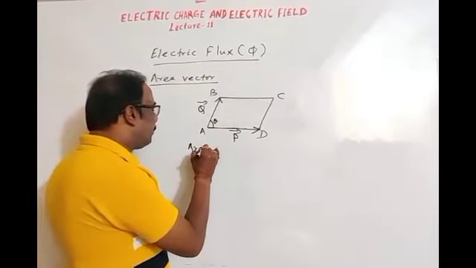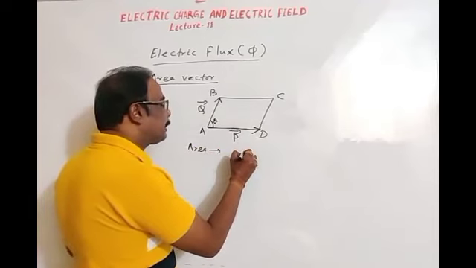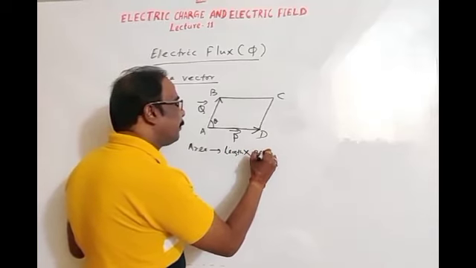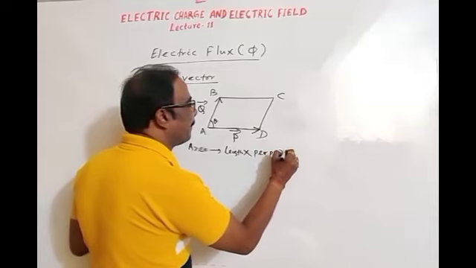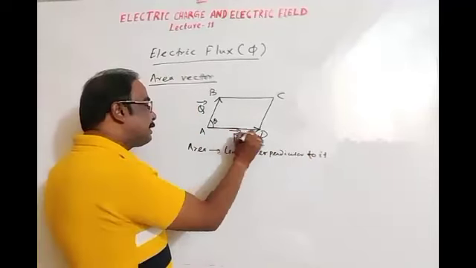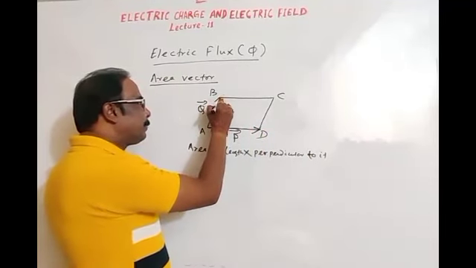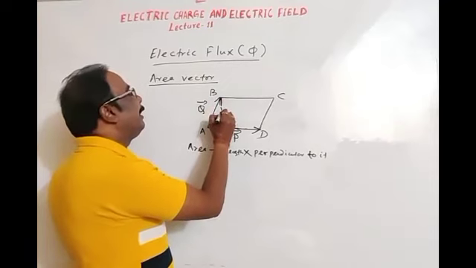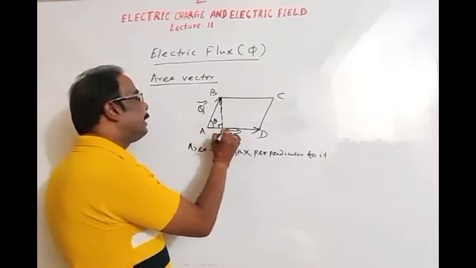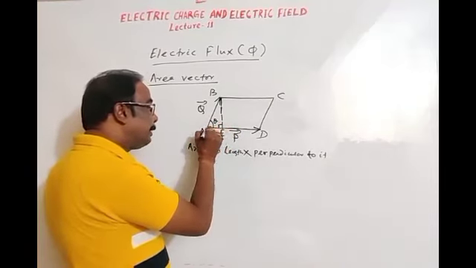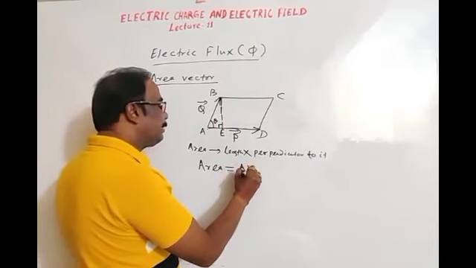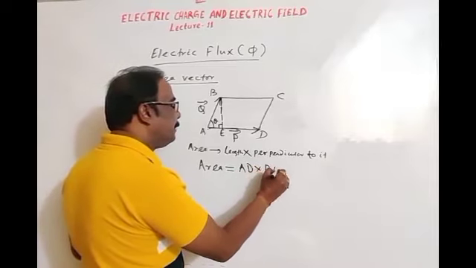Area of the parallelogram is given as the product of length and perpendicular to it. Okay, this is length. Then let's draw a perpendicular to the side AD. Let this point be E and this is A. Then area is expressed as the product of length AD and perpendicular BE.